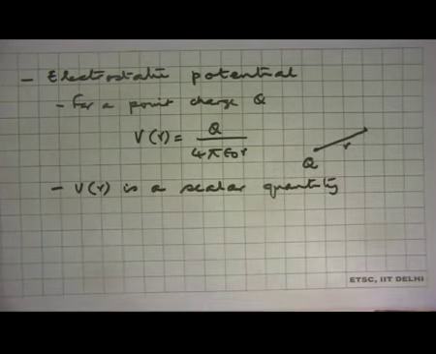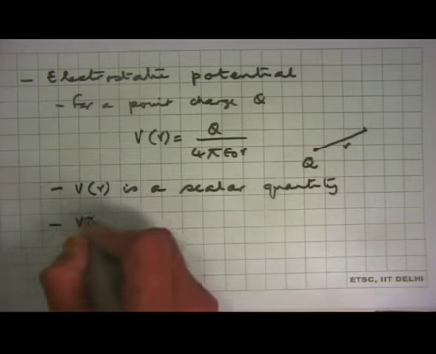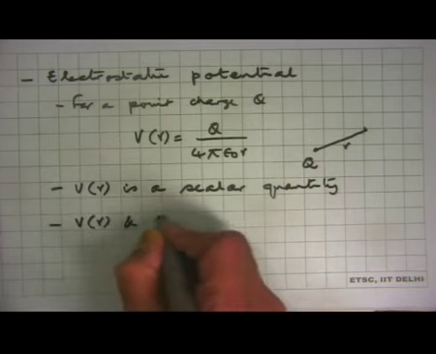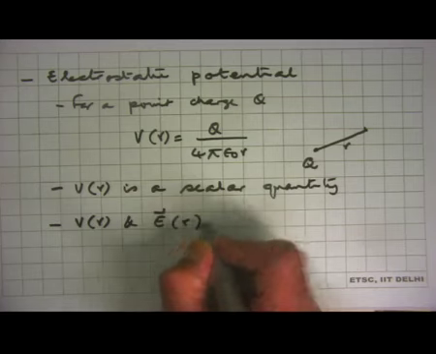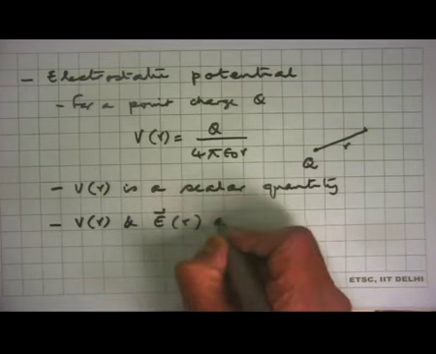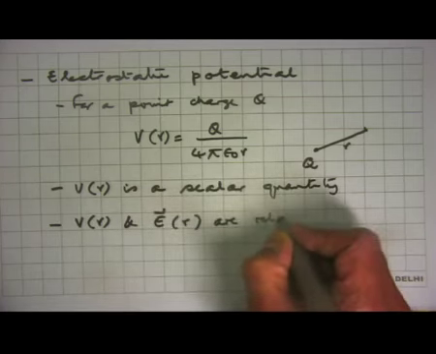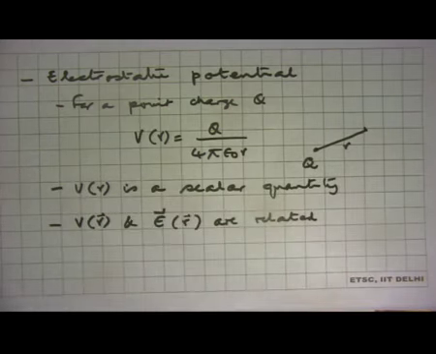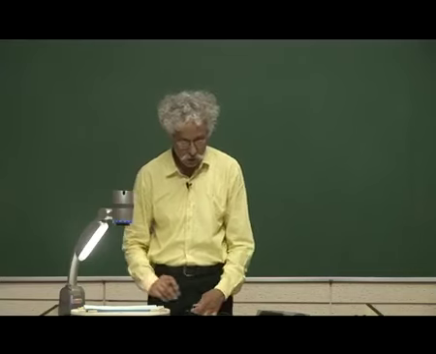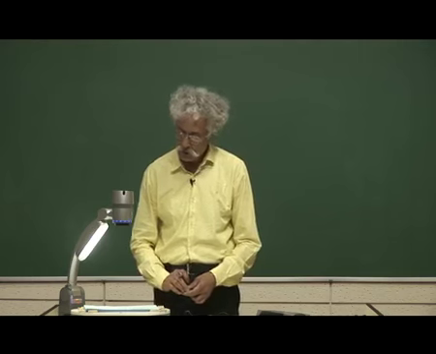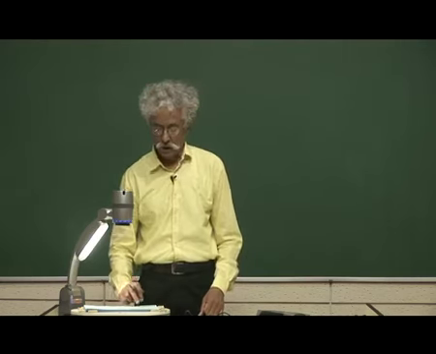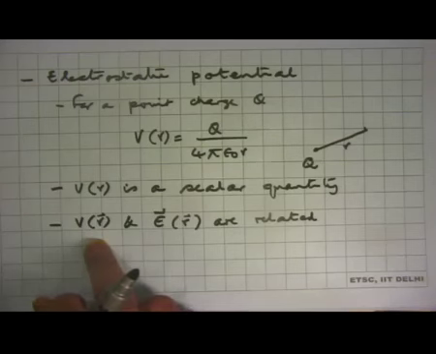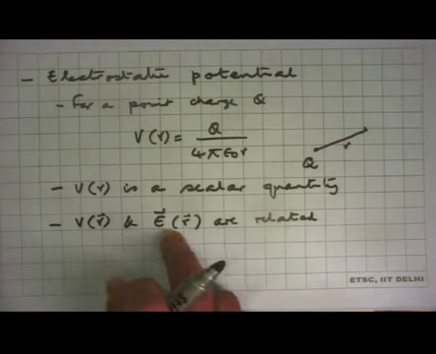I will show you later on that V of r and the corresponding electric field are related. In fact, I must write a vector here. The potential at any point and the electric field at that point are related to each other. Sometimes it is easy to calculate the potential, and from the potential to calculate the electric field, and we will see some examples a little later.